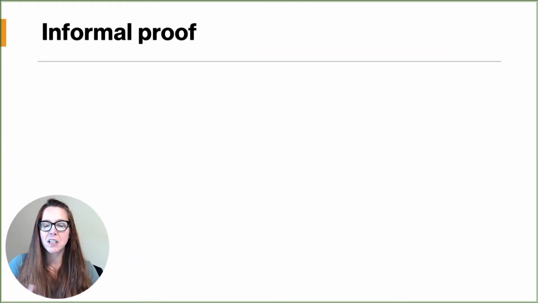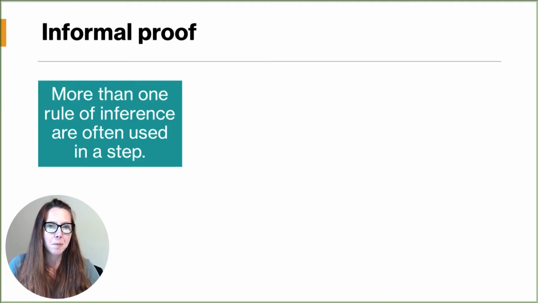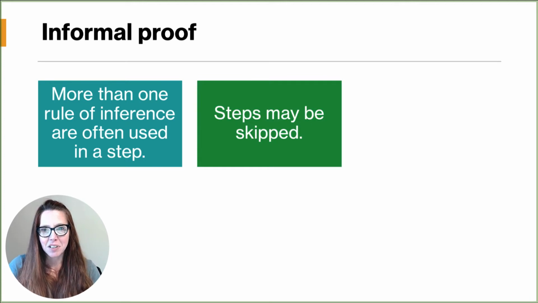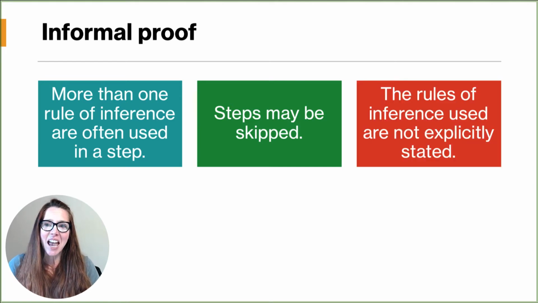So what does it mean to be a proof? First of all, a common type of proof is an informal proof. In mathematics, the first time something is shown to be true, we tend to use a real formality. But oftentimes, it's appropriate to use informal proof. An informal proof is a type of proof that might use more than one rule of inference in one step of the proof. So from one line to the next, you might apply multiple rules of inference. Steps might be skipped. So when it's obvious and unnecessary to specify, steps could be skipped. And the rules of inference are not always explicitly stated.